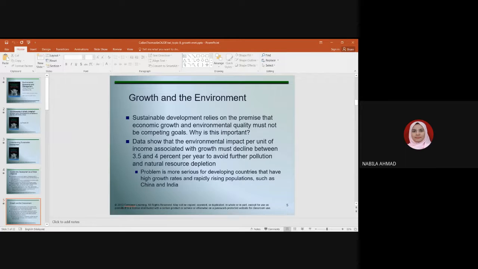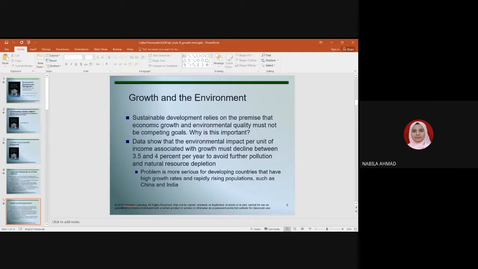And kita kata world population growing about 1.7% a year, and this rate expected to decline slowly. Maknanya selamanya population dia akan meningkat lagi. Right? So kita kata the environmental impact per unit of income should decline at a rate between 3.5 and 4% per year to avoid further pollution and natural resources depletion. So sekarang ni population semakin berkembang dan per capita income pula kenalah meningkat dengan banyak, tetapi kita juga perlu memastikan bahawa the impact per unit income should decline, impact of environment to the income kenalah kurang sebanyak 3.5 hingga 4%. Sebab kita nak kurangkan masalah pollution.